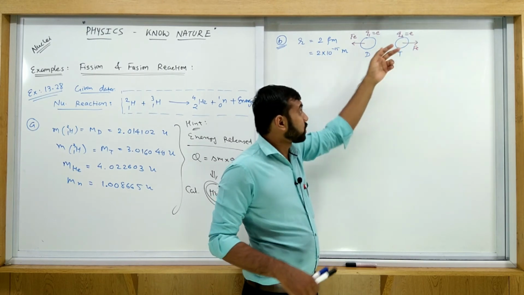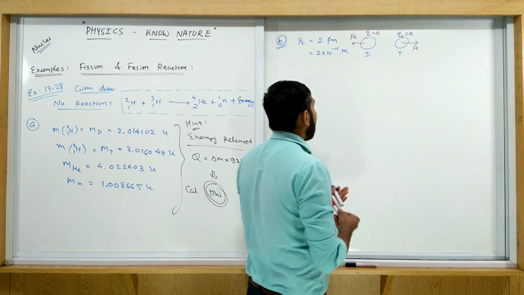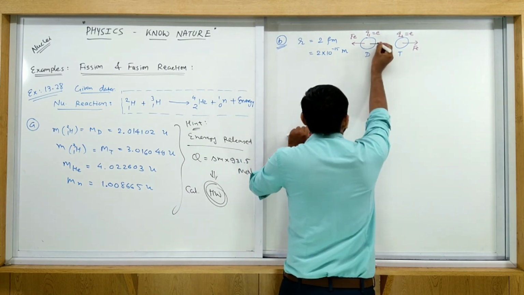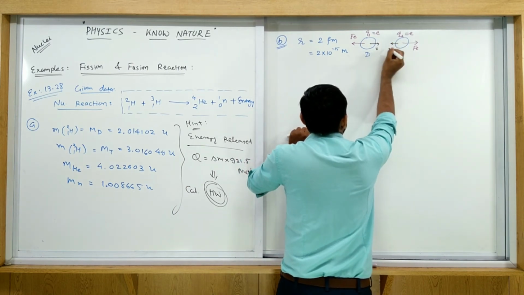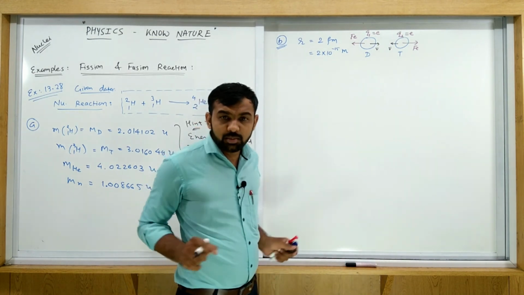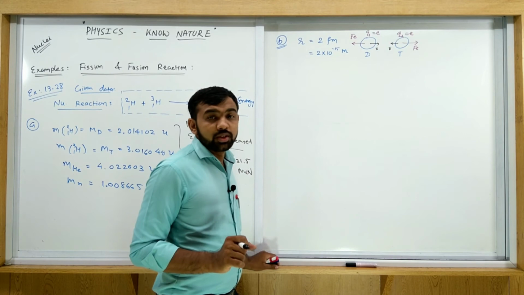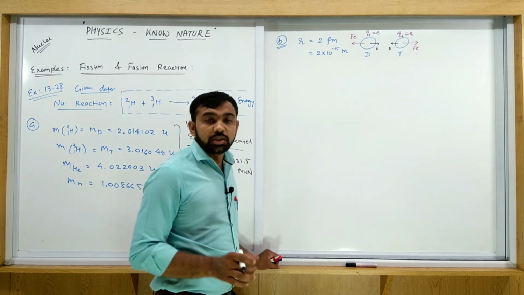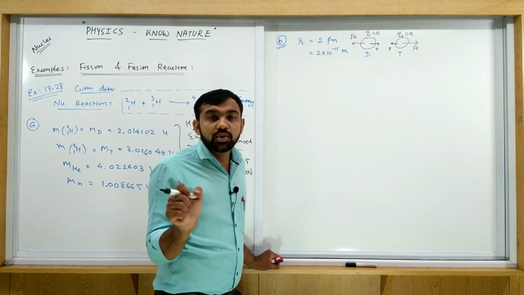To overcome this proton repulsive force, some velocity is required towards each other. See here, in this direction some velocity is required. Due to this velocity, some kinetic energy must be given to this one. So how much kinetic energy is given to both these nuclei so that they just fuse into each other?